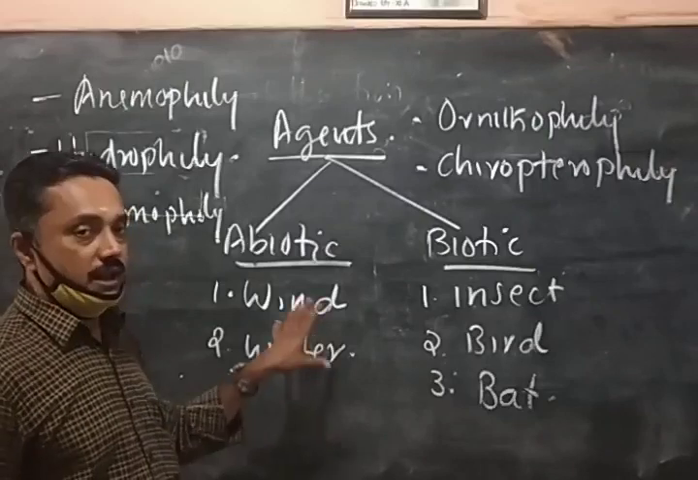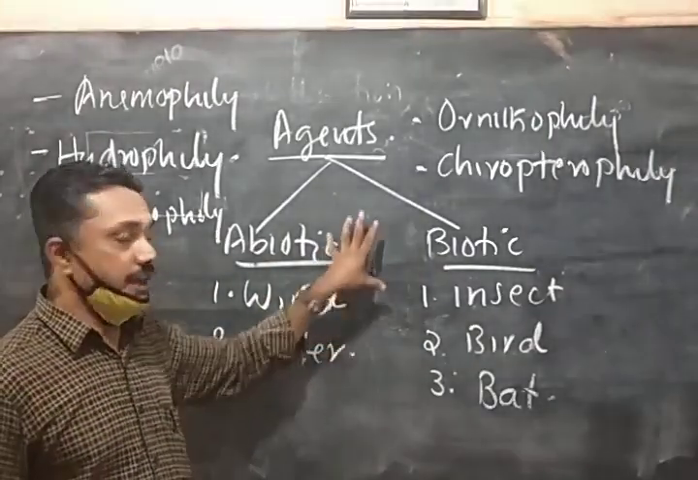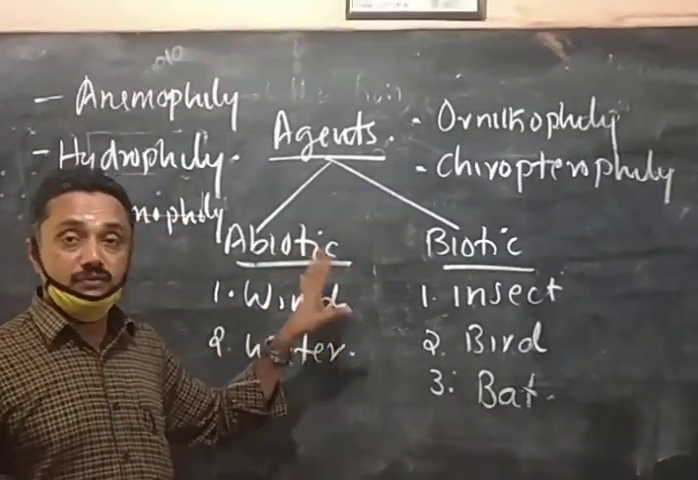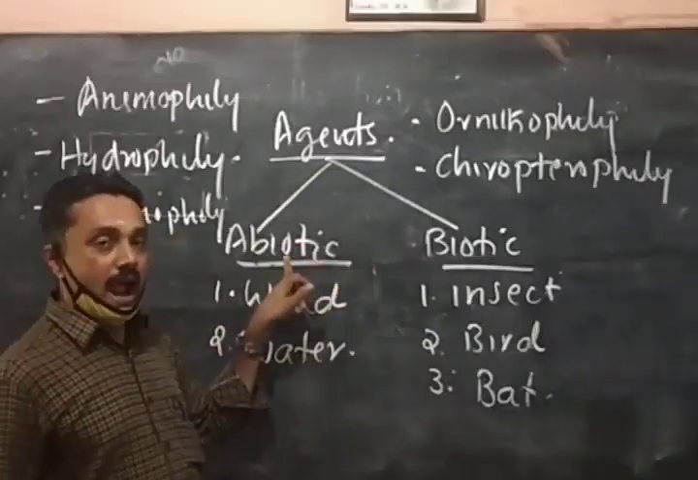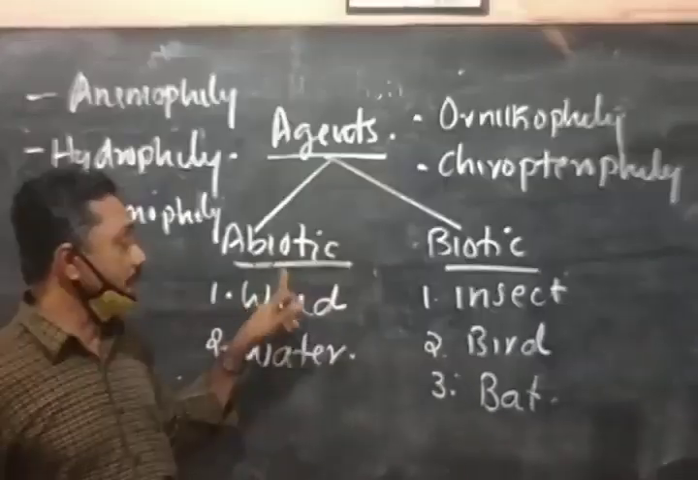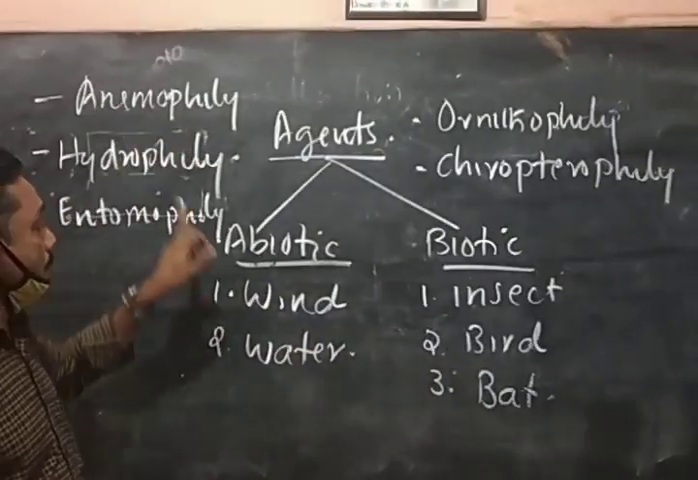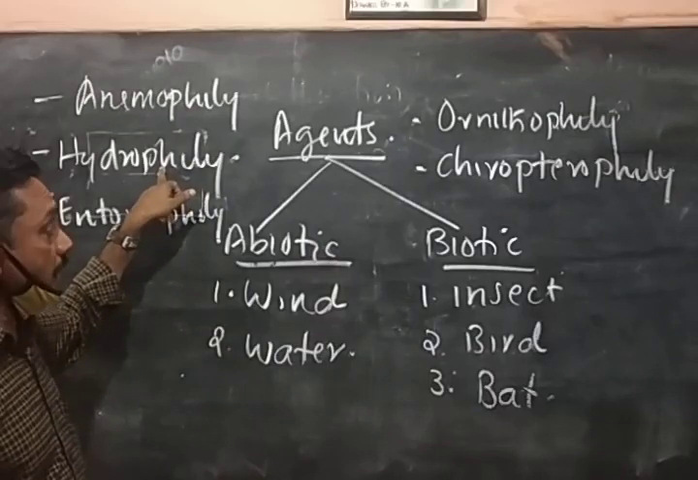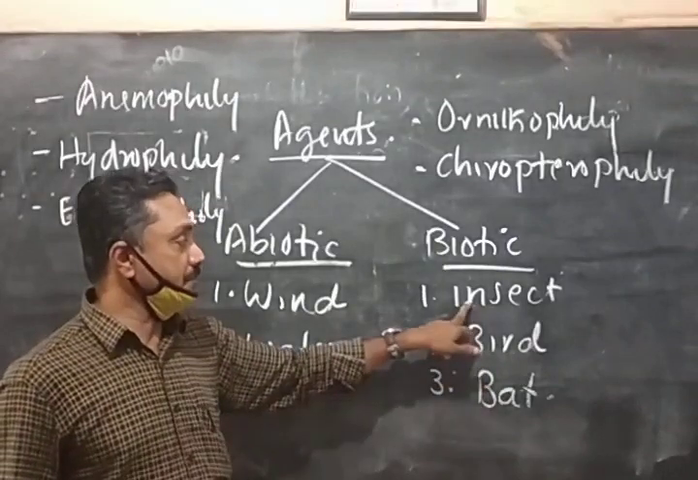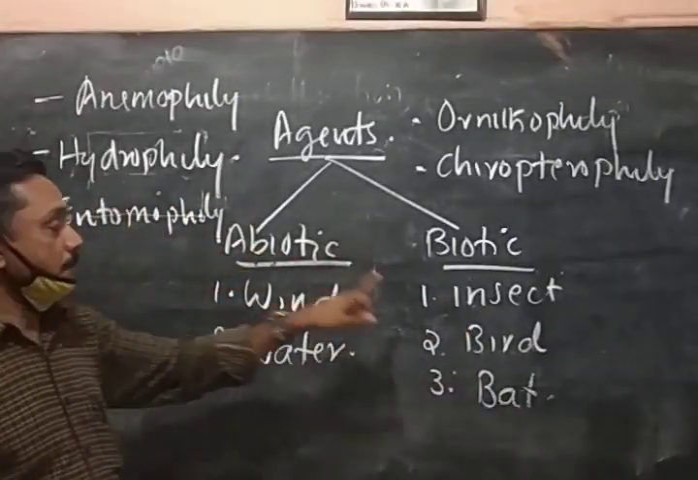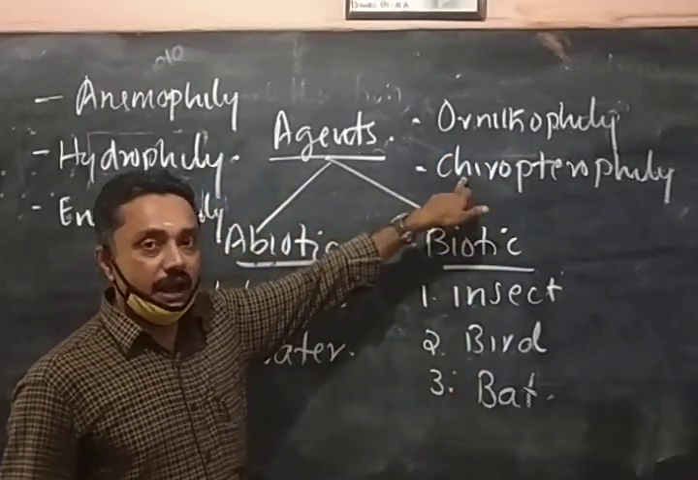Chiropterophily. So there are different agencies, but only some examples are given in the textbook. Anyhow, pollination is brought about by different agencies. They are classified into two categories: biotic agents and abiotic agents. Abiotic agents are mainly wind and water. Pollination by wind is called anemophily. Pollination by water is called hydrophily. And biotic agents include insect, bird and bat. Pollination by insect is called entomophily. Pollination by bird is called ornithophily. Pollination by bat is called chiropterophily.